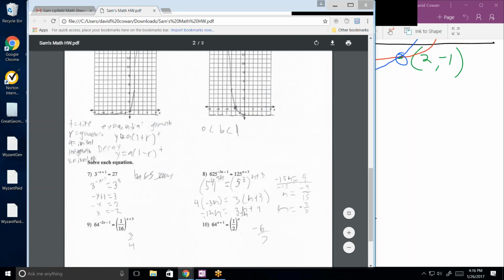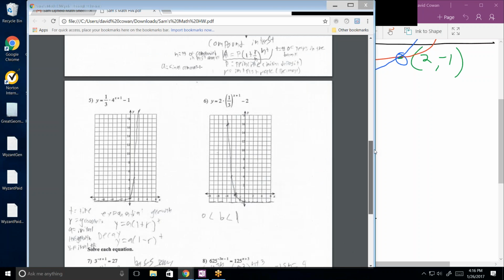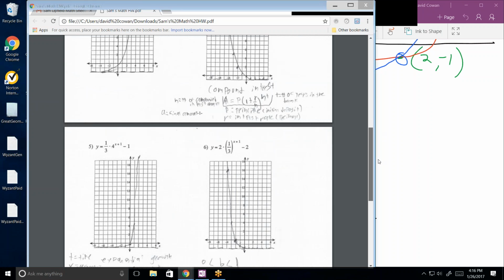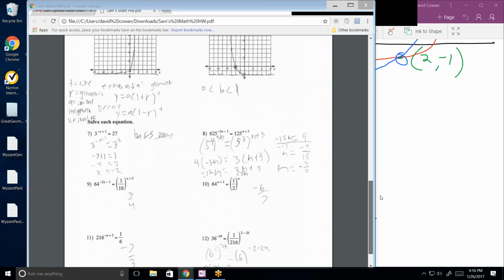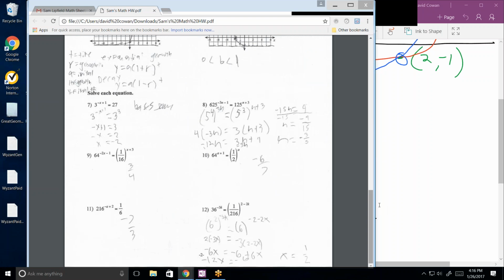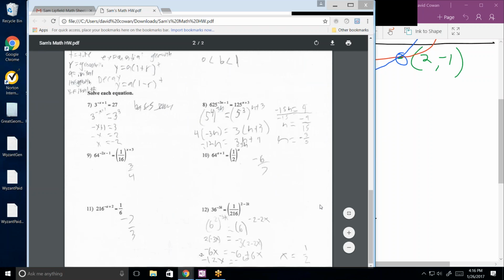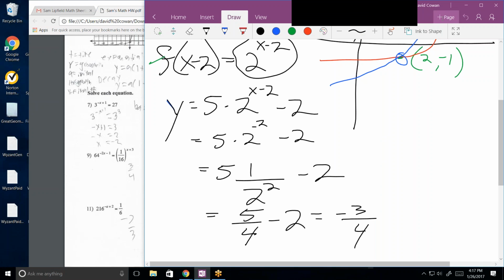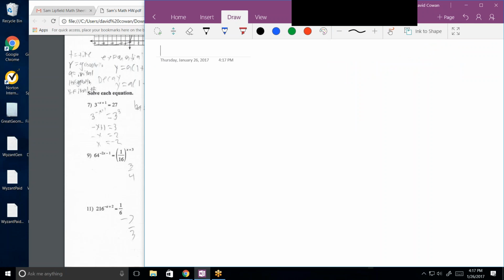What's this stuff up here? This is your exponential growth and decay. He didn't give us a worksheet on it, but we did it in class. He expects us to know about exponential growth and decay. Okay, those functions. Let's talk about that if we have time at the end of our session. Let's look at these 7 through 12, because these are pure algebra problems here. And then we'll go back and talk about your exponential growth and your exponential decay.